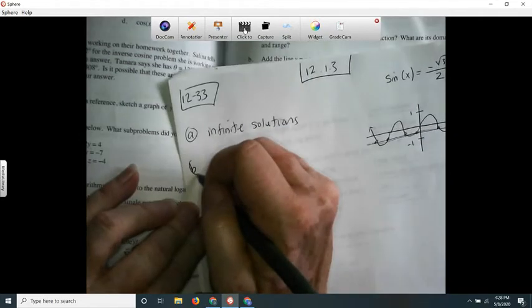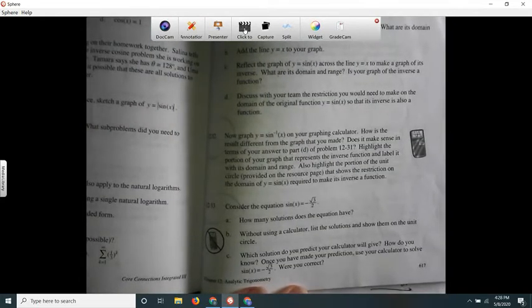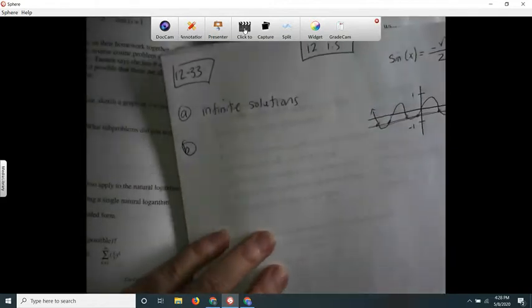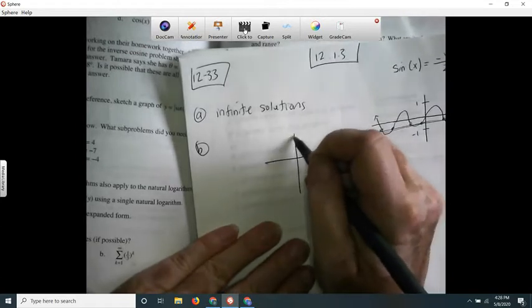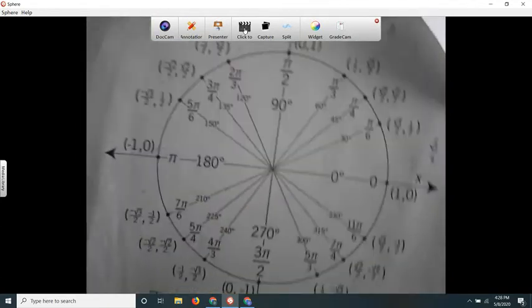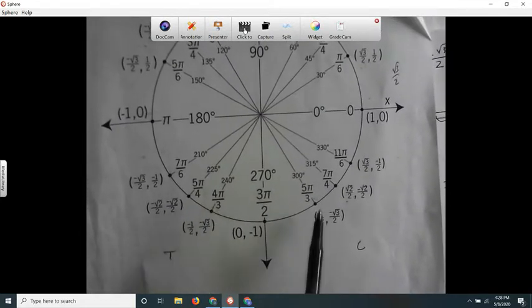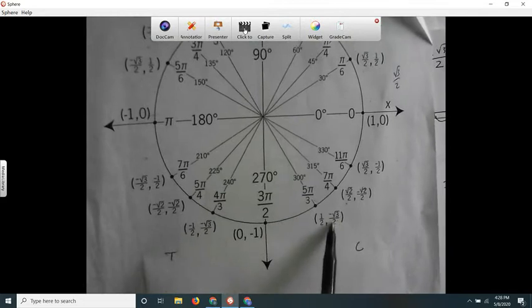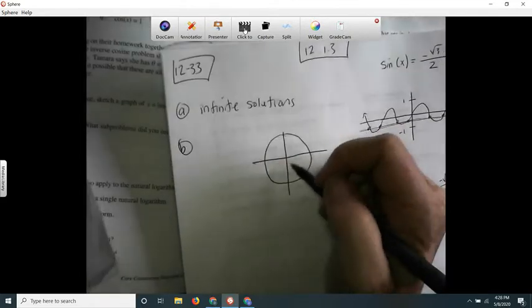And then on B, without using a calculator, list the solutions and show them on the unit circle. Well, I just had my unit circle out a second ago. It's right here. And I remember that it was 4 pi over 3 and 5 pi over 3, where I can get a sine value of negative root 3 over 2. So I'll just kind of draw a picture of that.